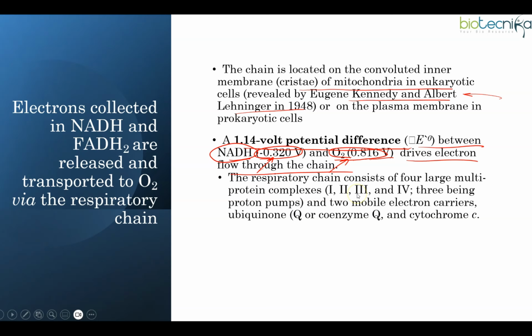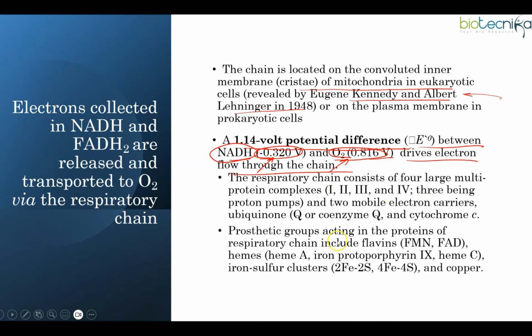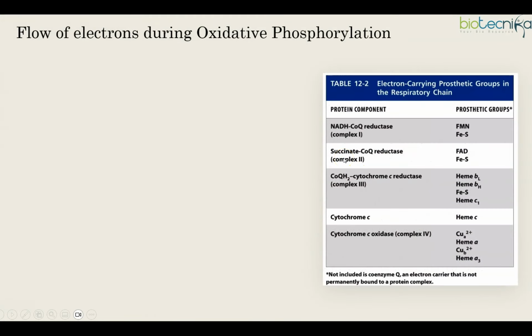Fine. As I already mentioned, the respiratory chain consists of 4 large multi-protein complexes, 3 being proton pumps and 2 being mobile carriers. There are also some prosthetic groups in these protein complexes. These are nothing but the carriers which we saw: FMN, FAD, the electron carriers, iron sulfur centers 2Fe-2S, 4Fe-4S, heme A, iron protoporphyrin, heme C, etc. These are the corresponding complexes and their prosthetic groups.